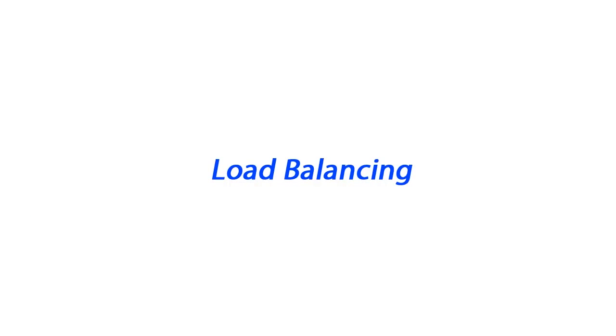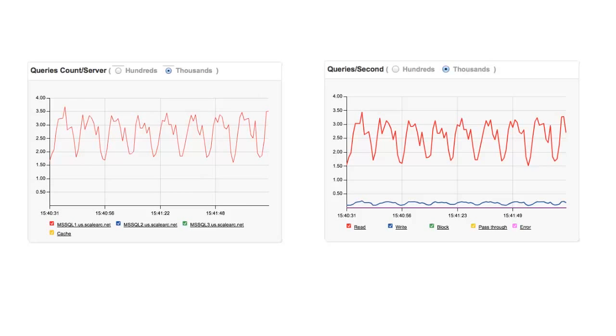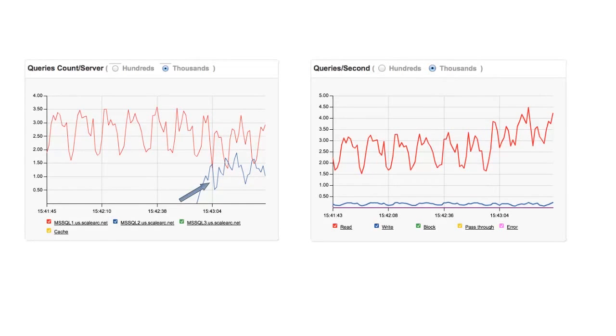Now, let's take a look at load balancing. Here we are showing total queries going to a single server, shown in the chart on the left side, and queries per second for writes and reads, shown in the chart on the right. We make scaling the database as easy as scaling the web tier. Once we add a second server, ScaleArc automatically shares the load between them.